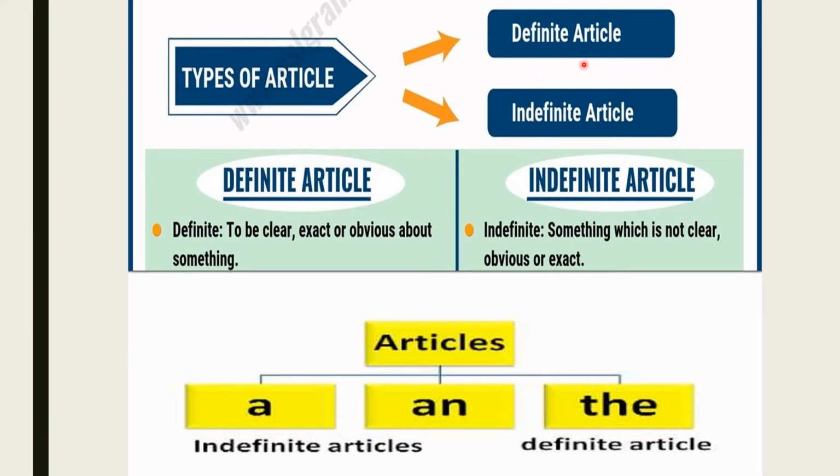What is a definite article? A definite article is an article which is used to show the noun which is clear, exact or obvious. And indefinite articles are used to tell about the noun which is not clear, obvious or exact. Here, a and an are indefinite articles and the is a definite article. To make you more clear about this concept, let's understand our example.